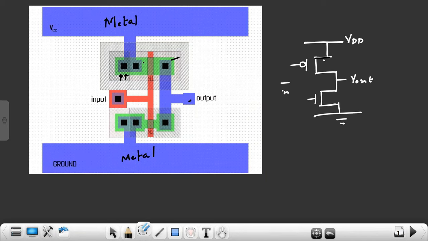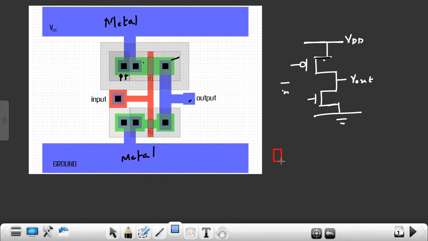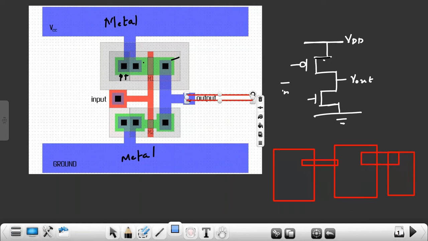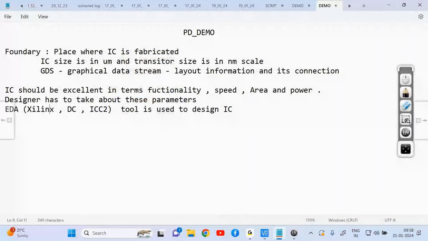Not only one cell, right? You will be having plenty of cells. This is layout of one inverter, layout of NAND gate, layout of another cell. So all the layouts get connected through what? Metal layer. This output will connect to some other cell again. So connection of layouts, that is what the foundry can understand. The foundry can understand GDS. The GDS has what? Layout information and its connections.